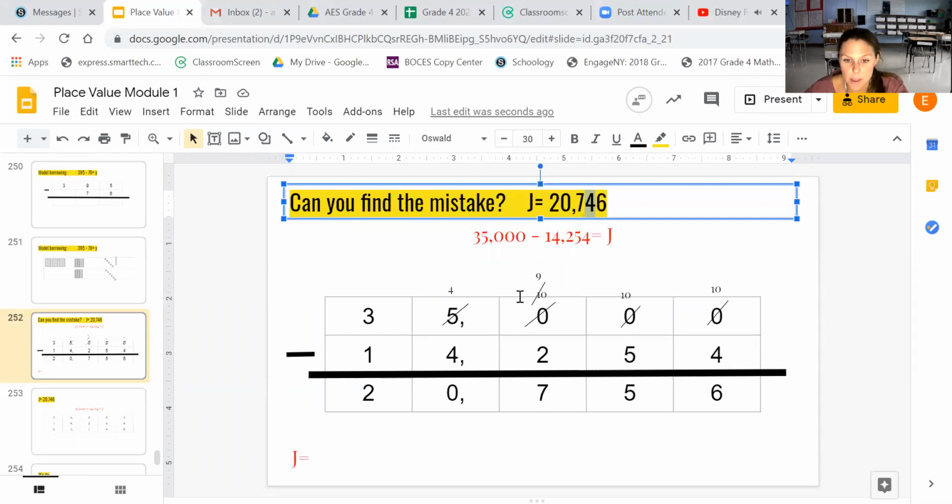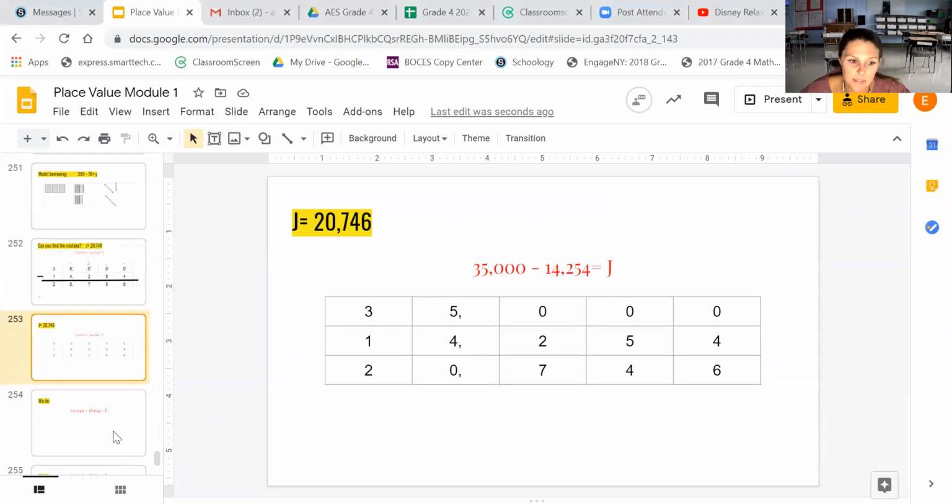When they went to borrow, they borrowed from this bank. And when they gave the money to this bank, they didn't borrow from here to give to the ones place. So they forgot to borrow from the tens place. They gave the money to the bank, but then they didn't borrow from the bank. Okay, so that's why this answer in the tens place was incorrect. Awesome, nice job. It takes a good observation to be able to identify those things.